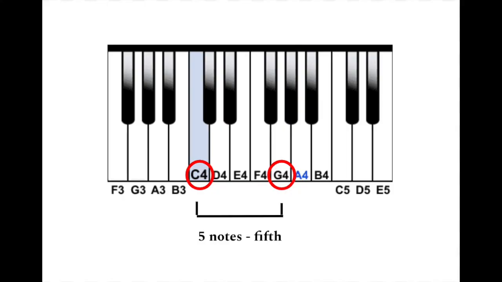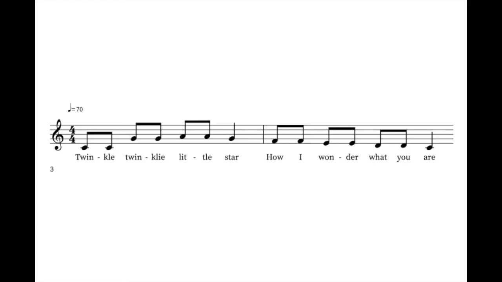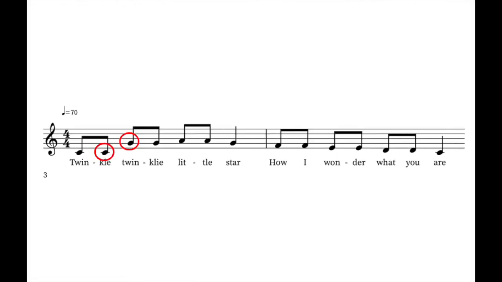That last interval is a fifth, which sounds like this. A good song to remember that interval is Twinkle Twinkle Little Star. As you can see, the first two words in the song are the fifth interval. Alright, well, there are other intervals, but that wraps up our lesson on note names and intervals for this video, so thanks for tuning in.